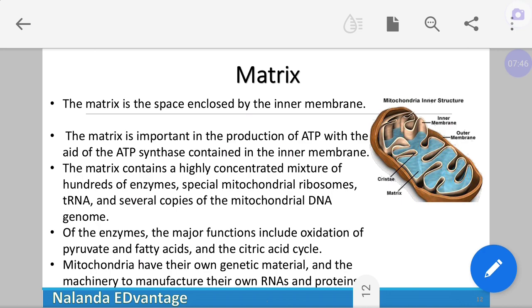The major functions of these enzymes include oxidation of pyruvate and fatty acids and the regulation of the citric acid cycle. Hence, it acts as a site for burning of glucose as well as production of ATP. Since mitochondria have their own genetic material and the machinery to manufacture their own RNAs and proteins, sometimes mitochondria are also known as a cell within a cell because they contain their own genome.